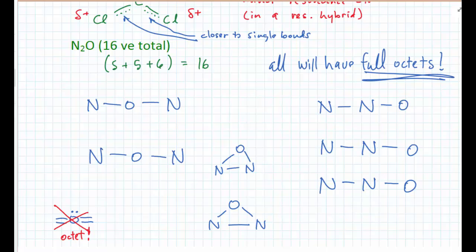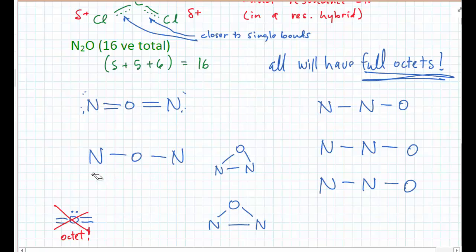Could somebody describe for me what the bonds look like in one of your NON molecules? Double bond on both sides, and then both ends have 4 dots. Okay. Does that have octets on each atom? 2, 4, 6, 8, 2, 4, 6, 8, 2, 4, 6, 8. Yes. Does that add up to 16? I think so. Okay.